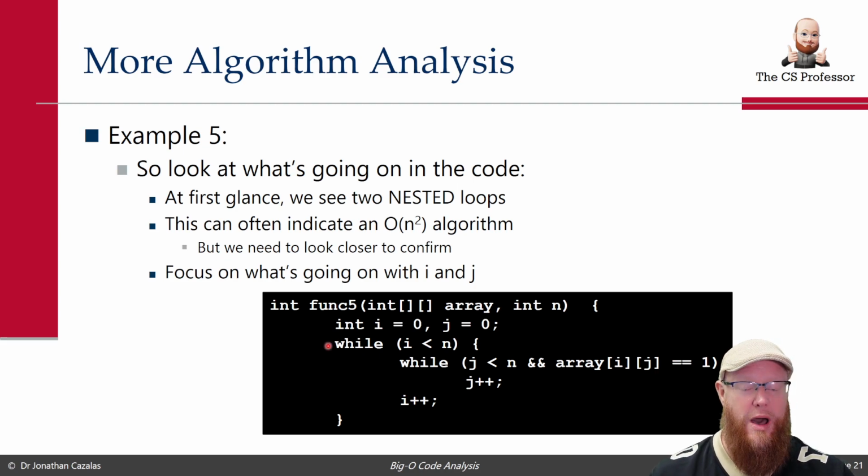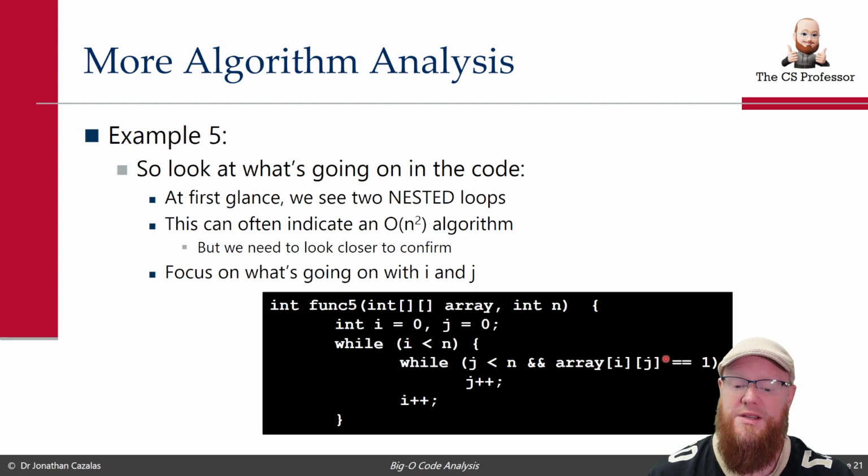Like, what are we going to do with that? We have this outer loop, while i is less than or equal to n, and this inner while loop, while j is less than or equal to n. The outer loop is going to loop n times. The inner loop is going to loop n times. Is it going to be n times n? Well, let's think about that. This inner loop says array of ij has to equal 1. If it does not equal 1, don't even loop.